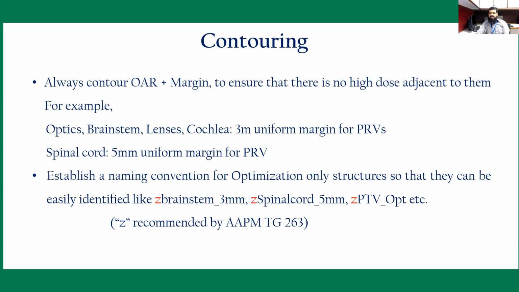So contouring is basically OAR plus margins. We have to contour the OARs and then create some margins so that there should not be high adjacent dose with the tumor. For example, for the optic chiasm, optic nerves, brainstem, lenses, or cochlea, we have to give a uniform margin of 3 millimeters for the PRVs. And for the spinal cord, we have to create a 5 millimeter uniform margin for the PRV.